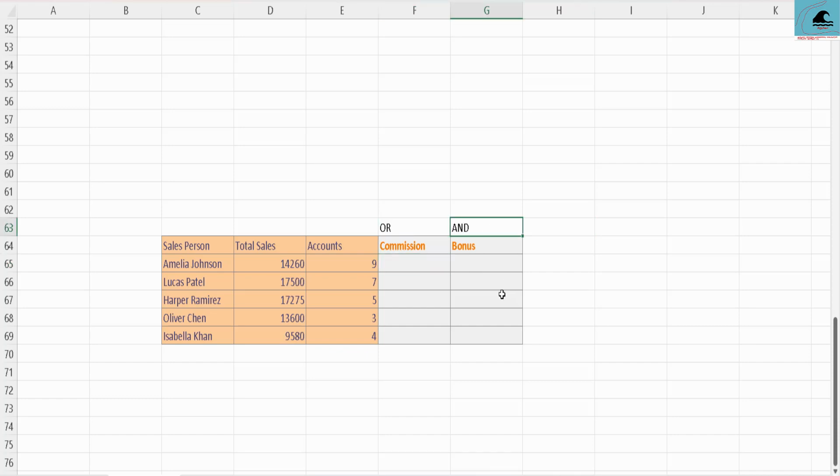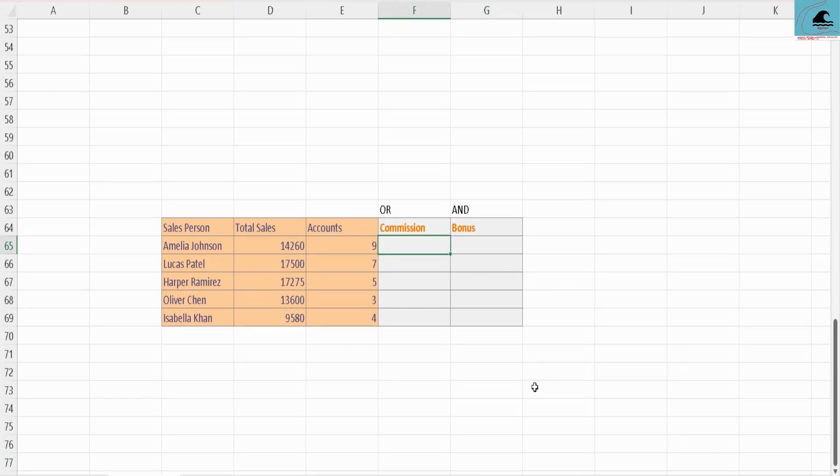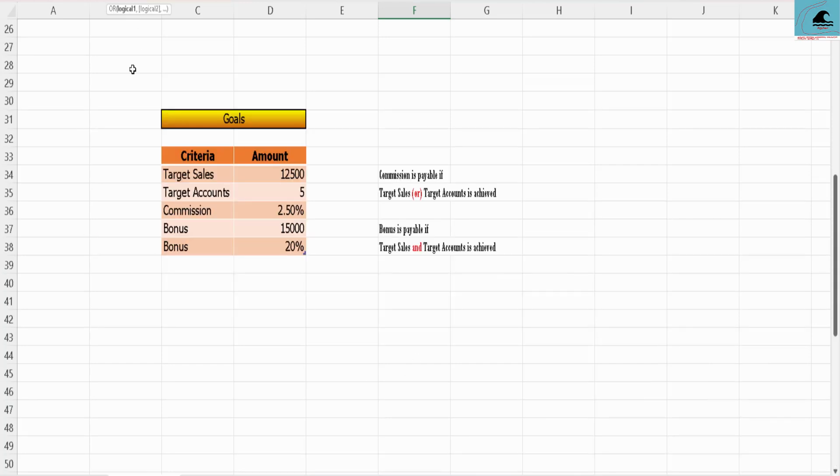This OR function and AND function, we will use it along with IF function. So we need to use IF function and OR function together to frame this formula. So equal to IF bracket open, OR bracket open. First logical test would be for total sales. So the total sales should reach the target sales or it should exceed the target sales. So this is the total sales achieved by Amelia Johnson. This sales should be greater than or equal to the target sales of 12,500 to get a commission.